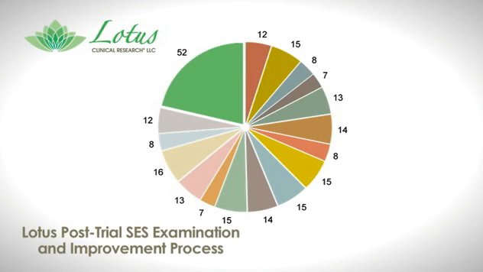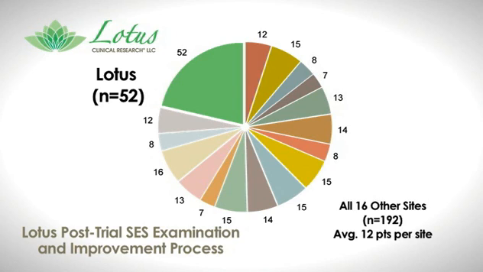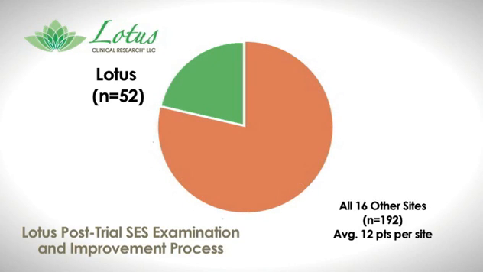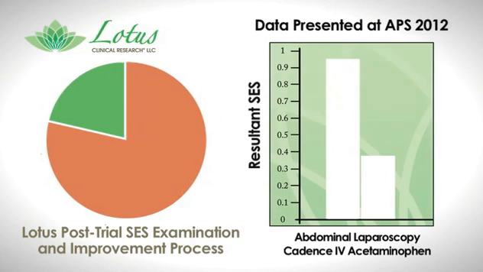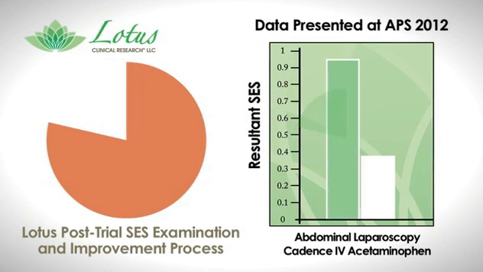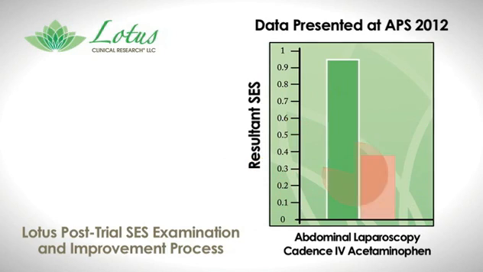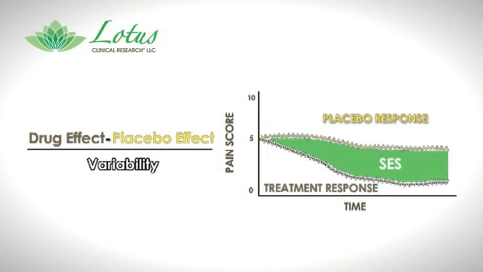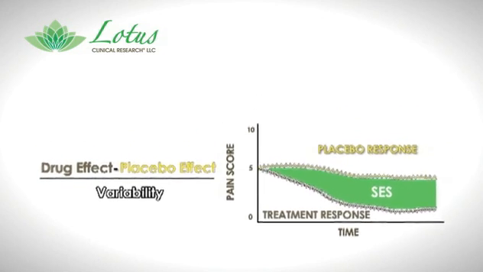Armed with all of this information, we at Lotus take great pains to examine and consistently improve the SES generated from our analgesic investigations. At the end of every trial, we calculate the Lotus SES and compare it to the SES generated at non-Lotus sites so we can understand how to improve the quality of our investigations. Utilizing our knowledge and techniques, experimental error can be reduced.